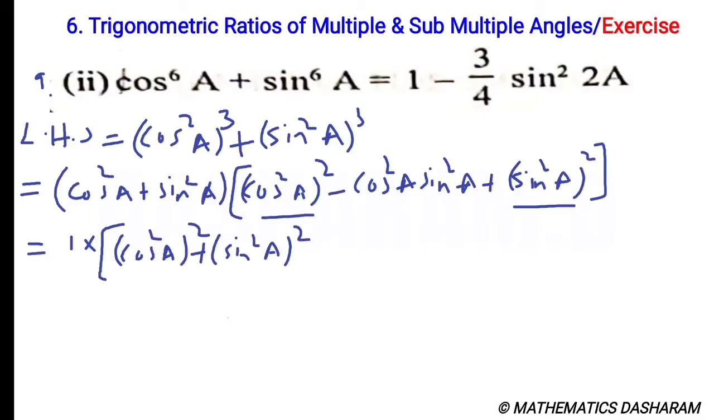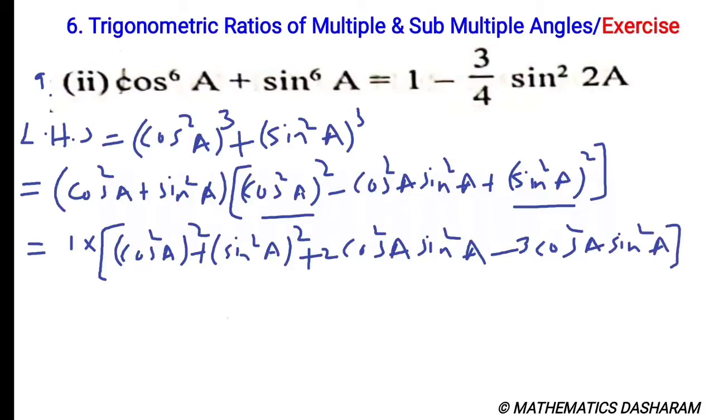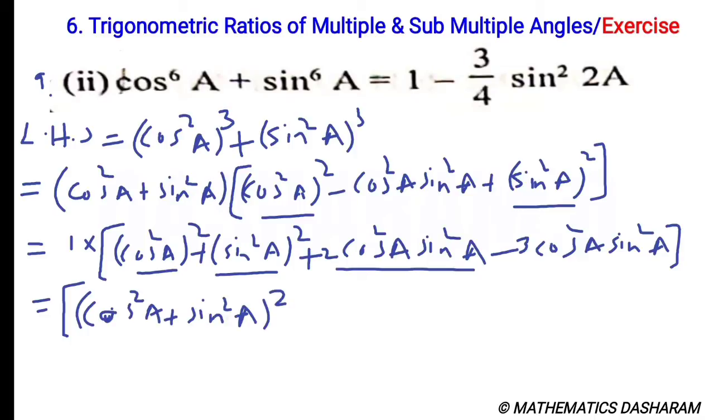Next I required plus 2ab, so plus 2ab cos square a sin square a, but the above answer will not change. So that is why 2 cos square a sin square a minus 3 cos square a sin square a. See here, 2 cos square a sin square a minus 3 cos square a sin square a is minus cos square a sin square a. See, no changes in the answer. So it is equal to, here we can remove the 1, a square plus b square plus 2ab, it is equal to a plus b whole square.